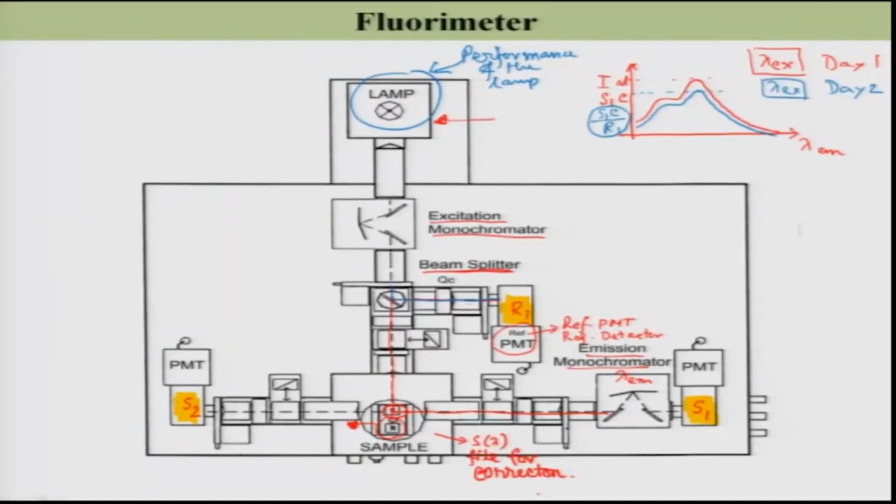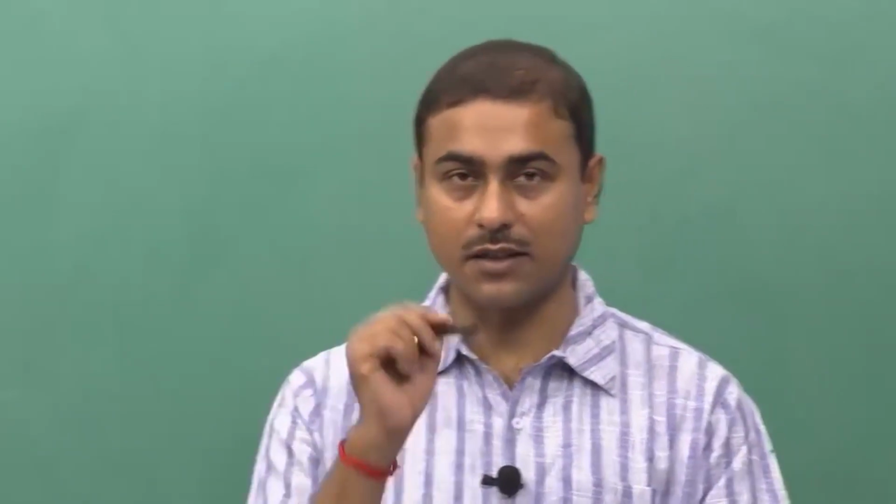So, in this condition every time you are going to get the exact emission spectra, including the intensity, not only the shape, but also the intensity. Although initially I said that quantum yield is better than intensity, sometimes you also need the intensity for everyday life. So, while measuring the emission spectra, make sure that you are following this convention, S1C by R1.